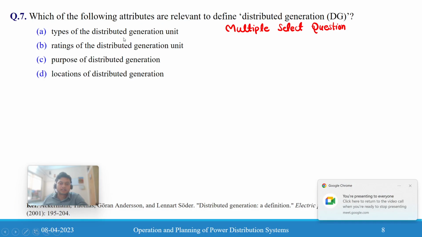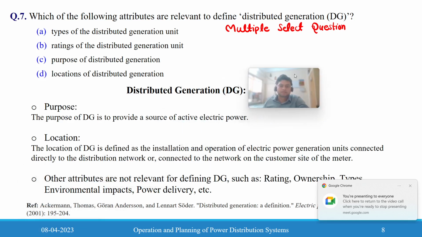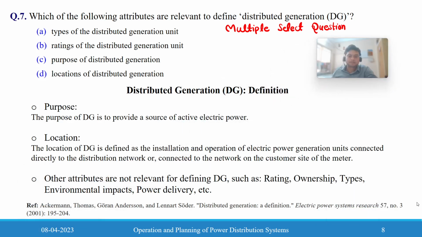So if we see the definition of distributed generation, I have referred to this paper, Distributed Generation: A Definition. This is a very nice paper for defining the DG. So basically, there are many ways to define distributed generation if you see papers on that, but only the relevant ones are purpose and location.